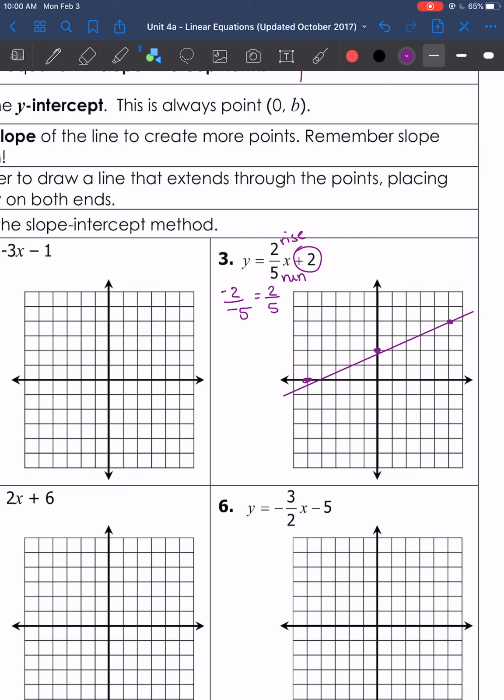Maybe. Well, they're supposed to go through it. Just bear with me that it went through it. Yours should look better than mine because you have a ruler.